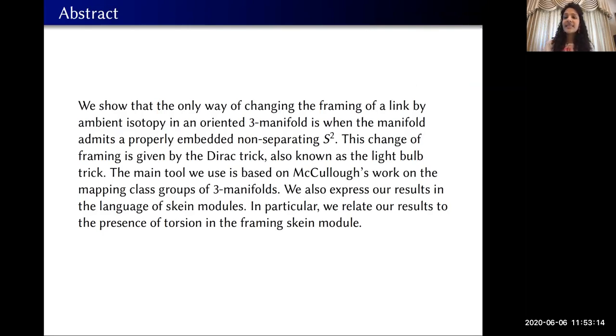This change of framing is given by the Dirac trick, which is also known as the light bulb trick. And the main tool we use is based on Darryl McCullough's work on the mapping class groups of three manifolds. We also express our results in the language of Skein modules. And in particular, we will relate our results to the presence of torsion in the framing Skein module.